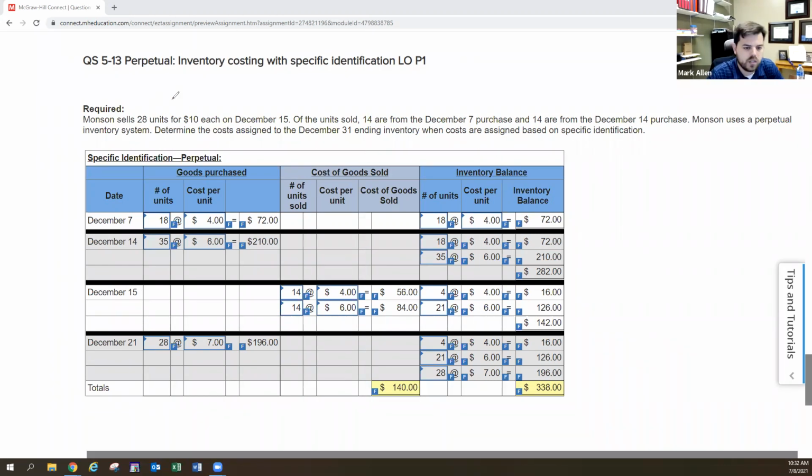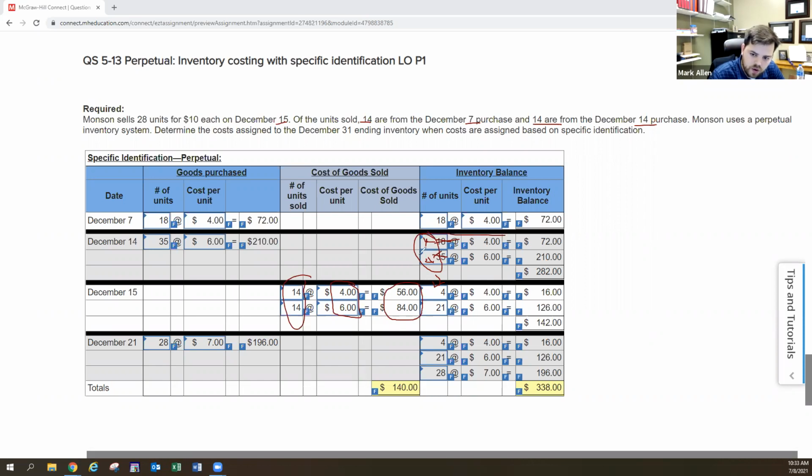They tell us here, we sold 28 units for $10 on December 15th. Of these, 14 are from December 7th, 14 are from December 14th. So in this sale, 14 came from here, gives me 4 left. 14 came from here, gives me 21 left. That 4 and that 21 simply drop straight there. And then the pieces that were sold, the two 14s, come in right here. We know from our chart up top, that is the price on those days. It gives us the ability to calculate this right here.